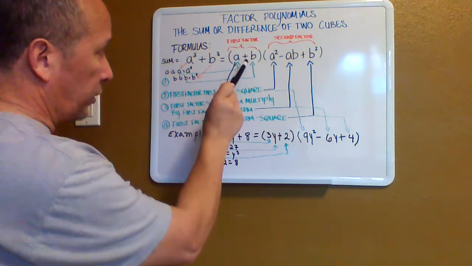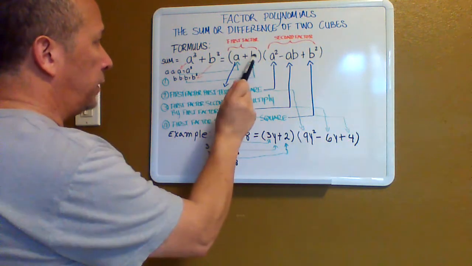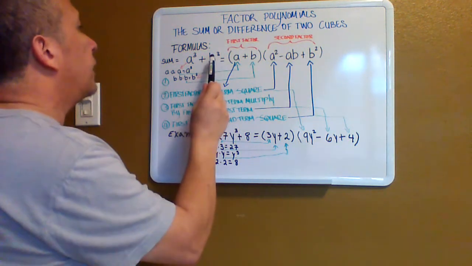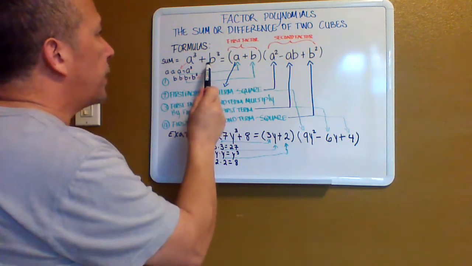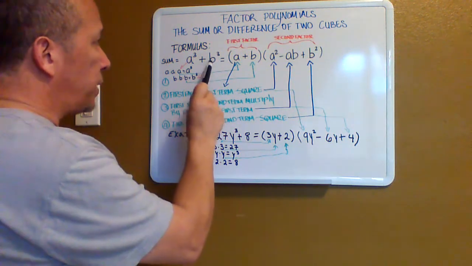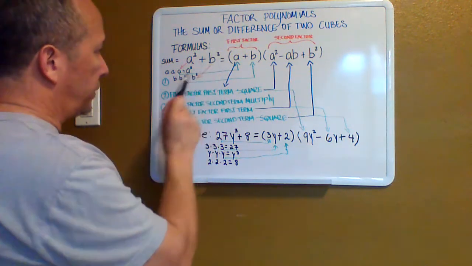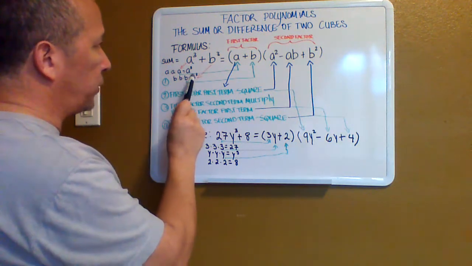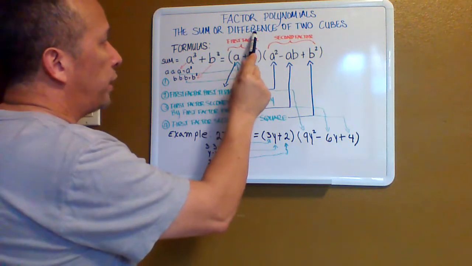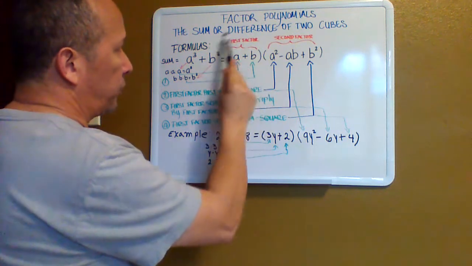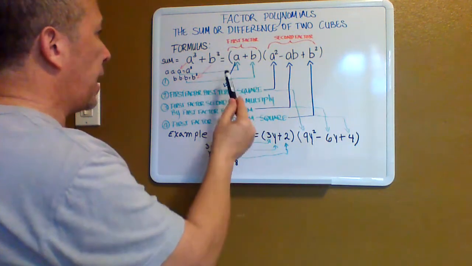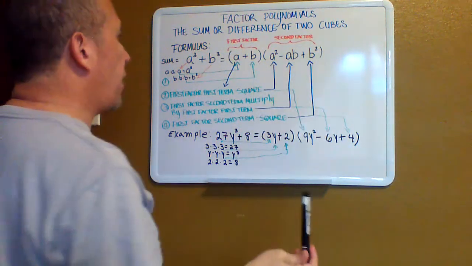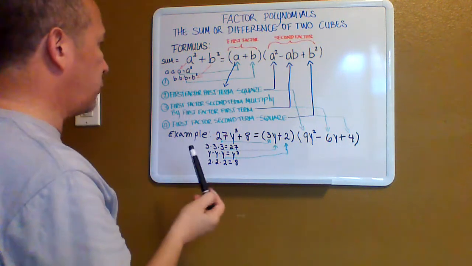To get the second term of our first factor, using the same logic, getting the cube root of b to the third is the letter b, because b times b times b equals b to the third. And now we get our first factor. Okay, now to get the second factor, we have to follow this instruction.